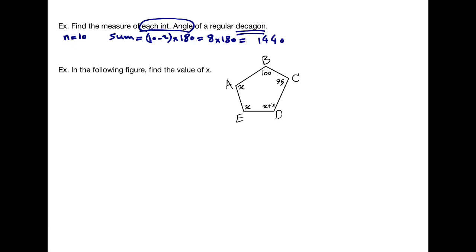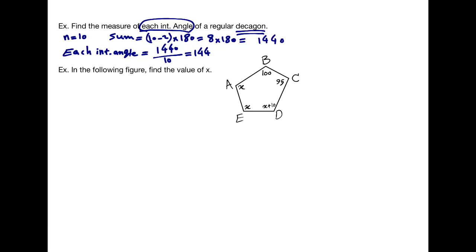So that's the sum. Now to find each interior angle, we divide this number by the number of sides, which was n, which was 10 in this case. And that is equal to 144. And that's the measure of each interior angle of a regular decagon. Okay? So these examples are very easy. You had them in grade 9. So here's just a review for you.